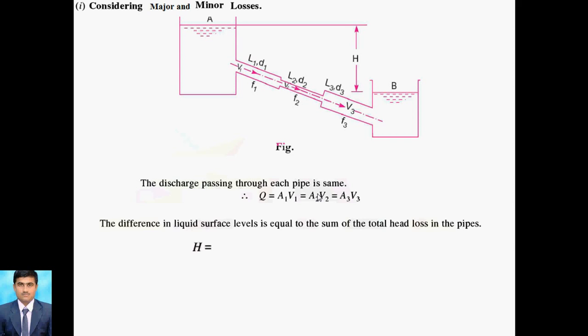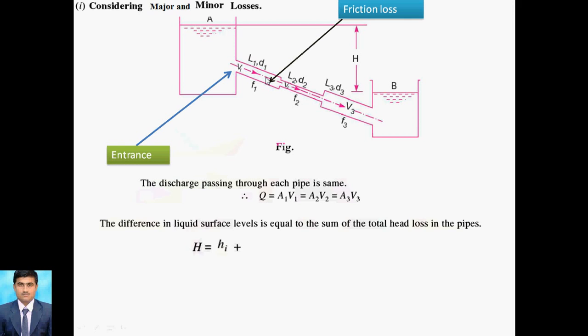H is equal to, we are computing with major and minor losses. First of all we look at when the water enters the pipe, that is called entrance loss. This entrance loss is indicated by Hi. We consider Hi plus, since this pipe has a different length and diameter, friction will take place, so we write HF1. This is called friction loss, and it is denoted by HF1.